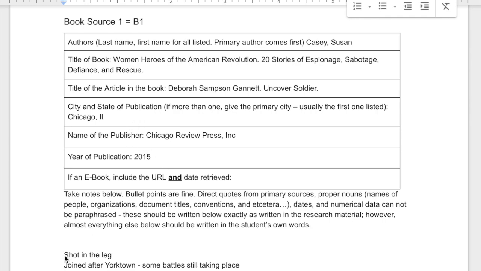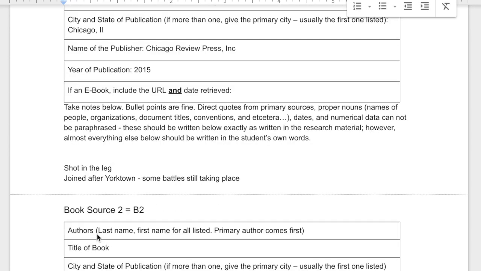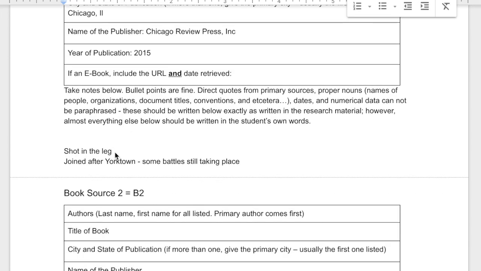And then here is information that the student would have gotten from the reading: that she was shot in the leg, that she joined after Yorktown, that some battles were still taking place after Yorktown. No major battles, but there was still some skirmishing and some fighting taking place. So this fictional student, though I have seen similar types of note taking, did bring over this important information, but frankly, there's a lot more that the author gave.